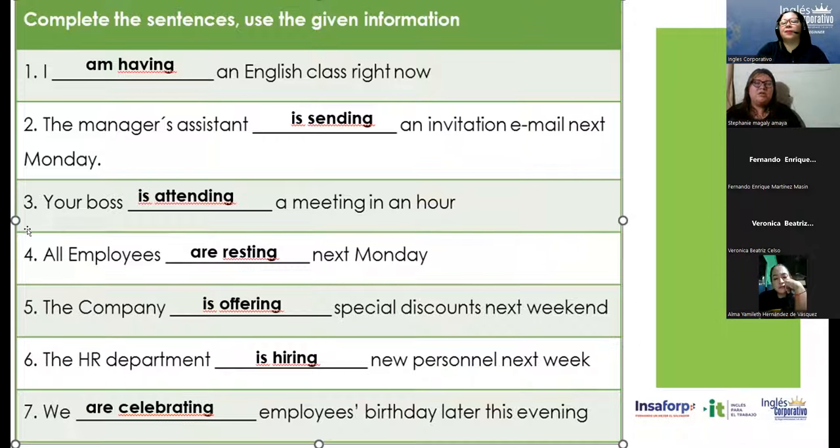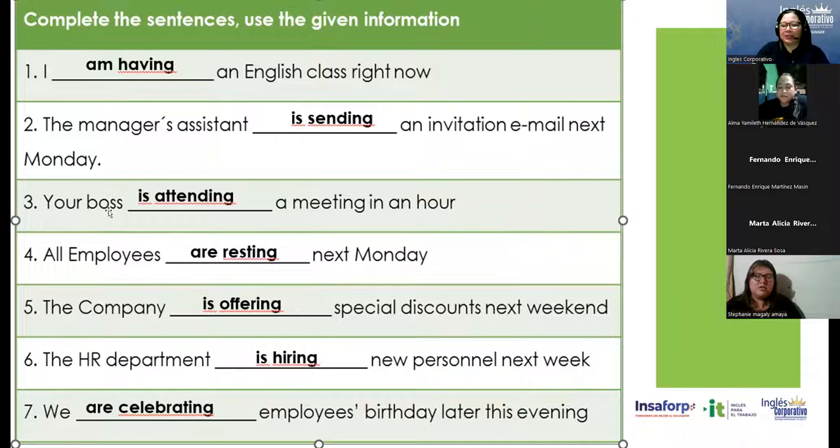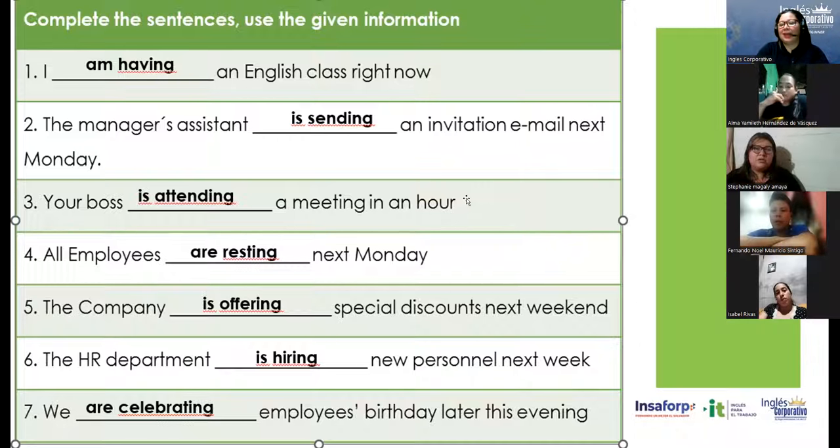Your boss is attending a meeting in an hour. Okay, regular speed. Your boss is attending a meeting in an hour. Yes, exactly. Para la velocidad regular o normal, busquemos ritmo, ¿sí? Ritmo del acento. For example, in this one, your boss is attending a meeting in an hour.